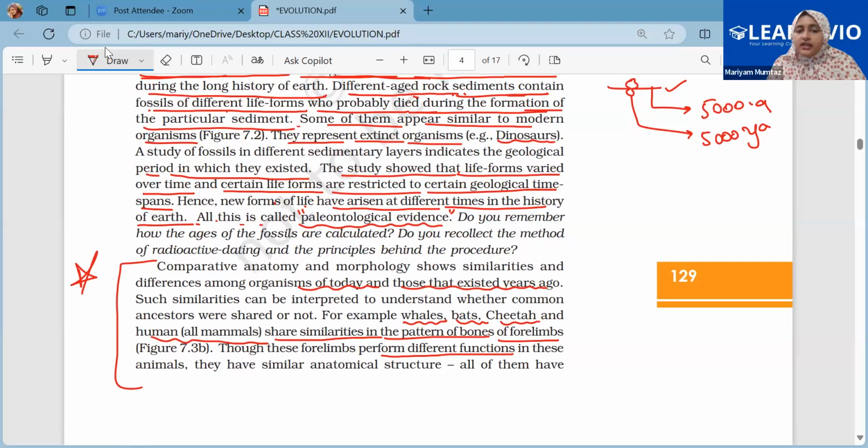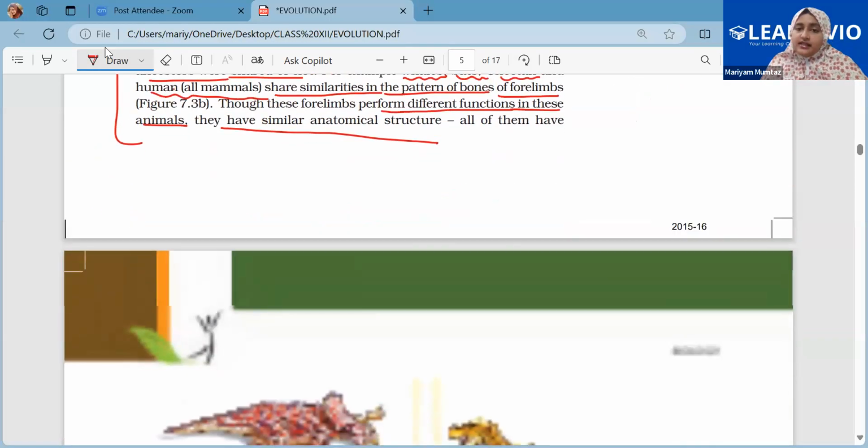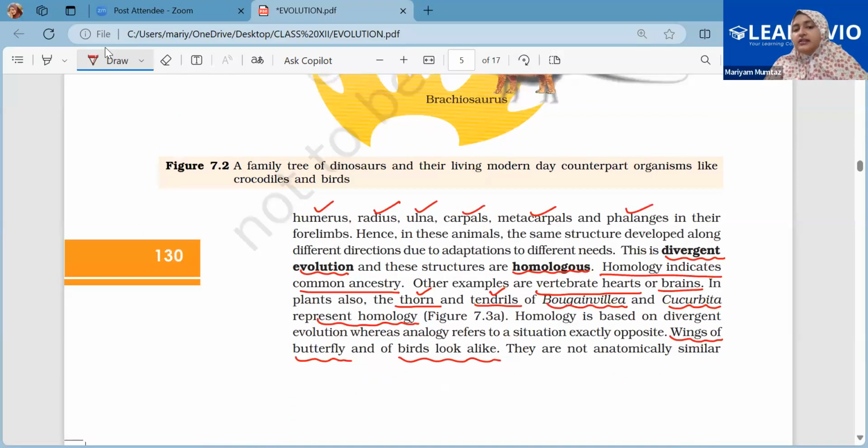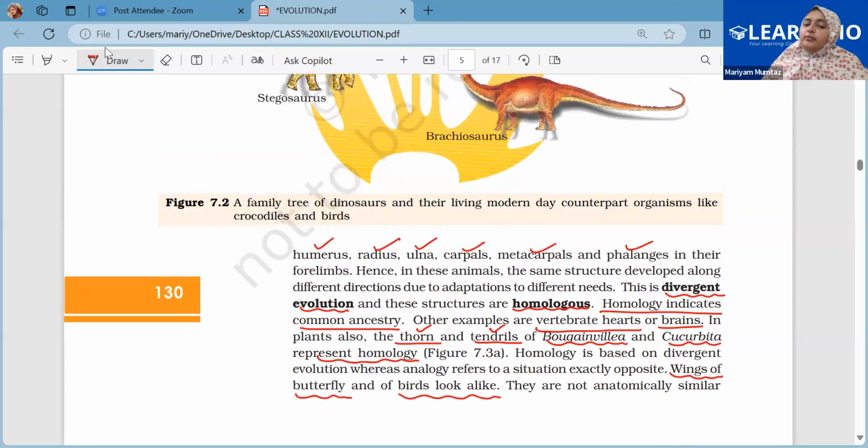Now, comparative anatomy and morphology shows similarities and differences among the organisms of today and those that existed years ago. Such similarities can be interpreted to understand whether common ancestors were shared or not. For example, whales, bats, cheetah, and humans, all of them are mammals, share similarity in the pattern of their bones of 4 limbs. Though these 4 limbs perform different functions in these animals, they have similar structure, similar anatomy. All of them have the humerus, radius, ulna, carpals, metacarpals, and phalanges in their 4 limbs. Hence, in these animals, the same structure developed in different directions due to adaptations to different needs.